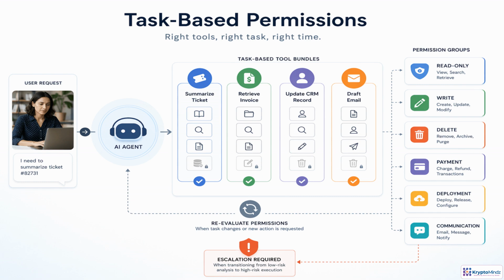Task-based permissions begin with intent. Instead of giving an agent every tool it might ever need, match the current request to a narrow bundle. Summarize a ticket, retrieve an invoice, update a CRM record, or draft an email. Each bundle contains only the capabilities required for that workflow. Read access stays separate from write, delete, payment, deployment, and communication rights. If the task changes, check permissions again. And when the agent moves from low-risk analysis to high-risk execution, it must explicitly escalate before stronger tools become available.